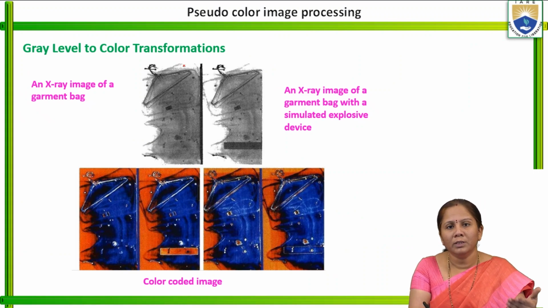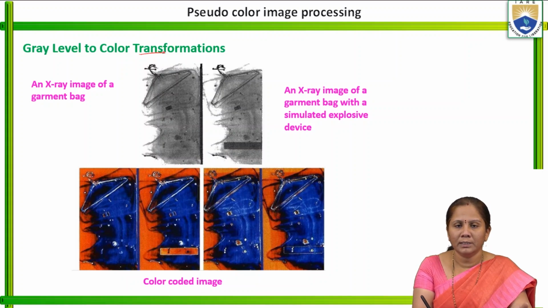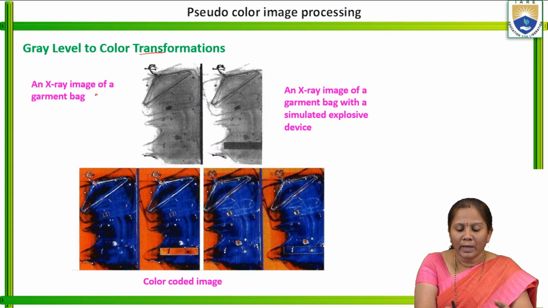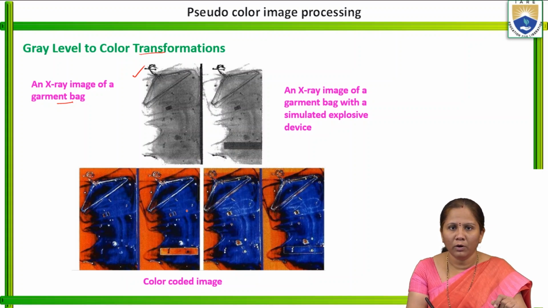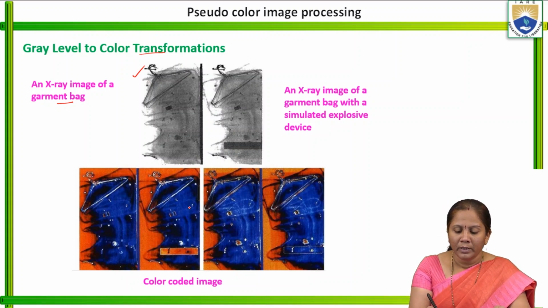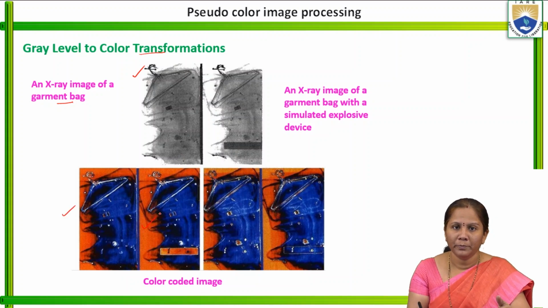Now, those are the two techniques: intensity slicing and gray level to color transformation in pseudo color image processing. Now, for gray level to color transformation, let us consider one more example. An X-ray image of a garment bag. This image is taken. This is the X-ray image of a bag. And after applying this pseudo color image processing, this is the output we have obtained.